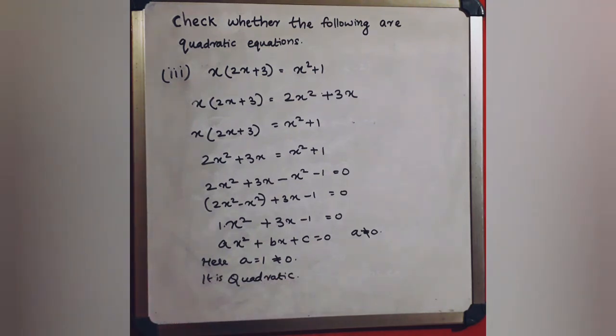So to check whether this type of equation is quadratic or not, we just simplify the equation in the form ax square plus bx plus c is equal to 0 where a not equal to 0. Then we get that the given equation is quadratic.